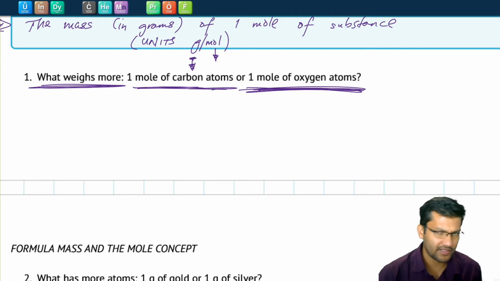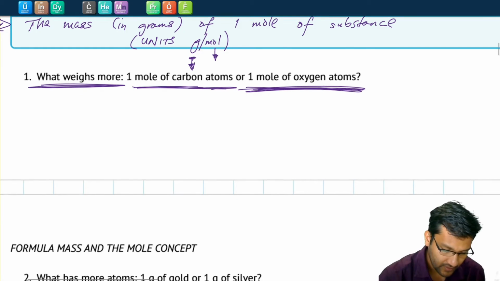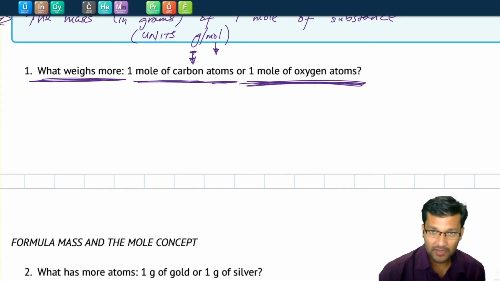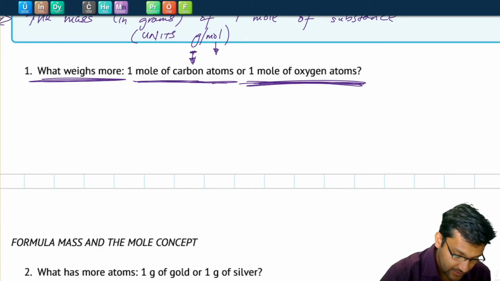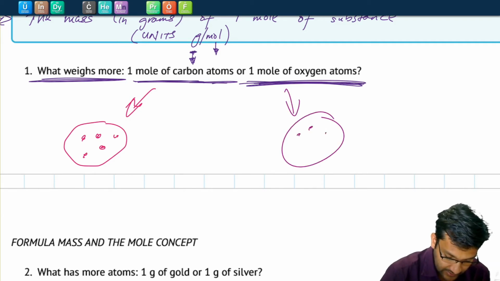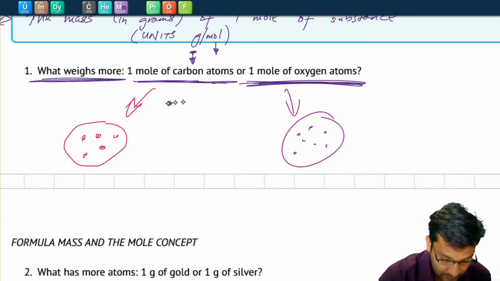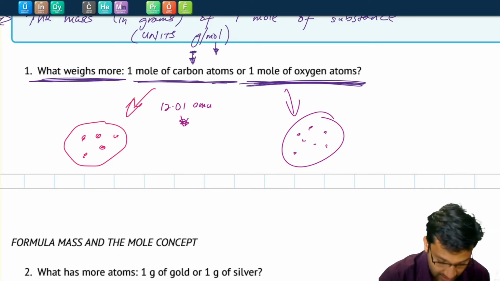Pause the video and see if you can figure that out for yourself. And when you're done, you can unpause and let's see what we get. So 1 mole of carbon and 1 mole of oxygen atoms means that we have the same number. So let's say we have some collection of carbon atoms and some collection of oxygen atoms. They're both 1 mole, which means we have the same number of carbon atoms and oxygen atoms. One carbon atom has a mass of about 12.01 atomic mass units. So 1 mole of carbon atoms will have a mass of 12.01 grams.